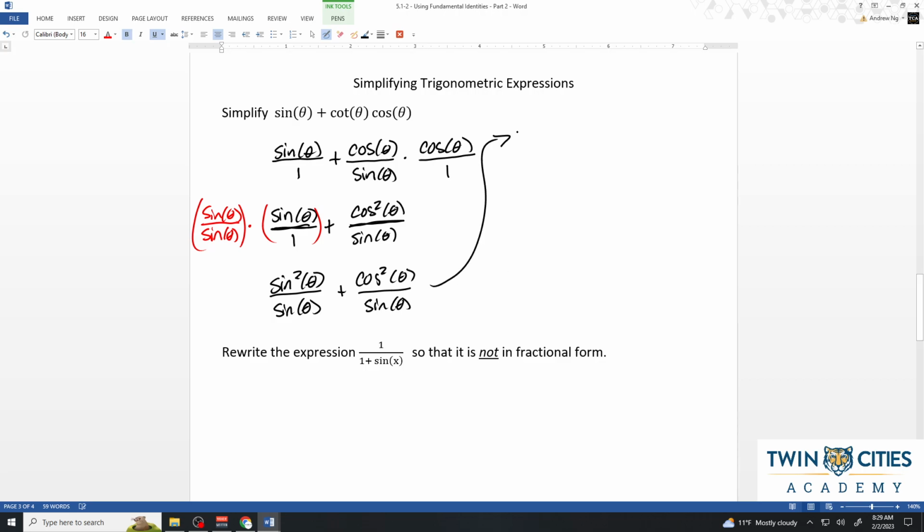So let's go over here. Adding this together now, sine squared plus cosine squared, I'm just going to write that as sine squared of theta plus cosine squared of theta. But now I can just write that as one fraction over, these now have a common denominator, so this will just be that same denominator, sine theta.